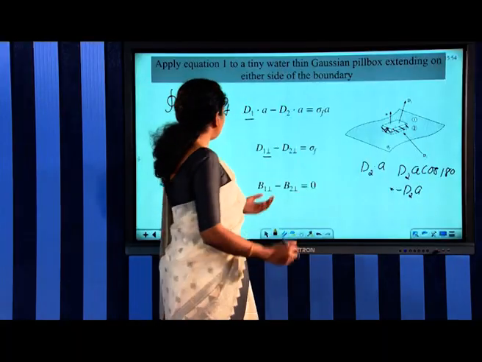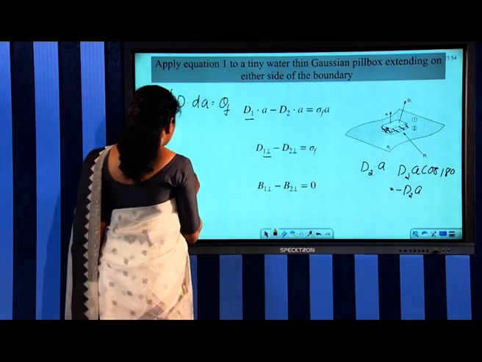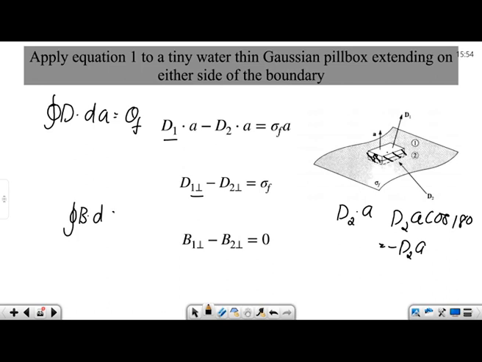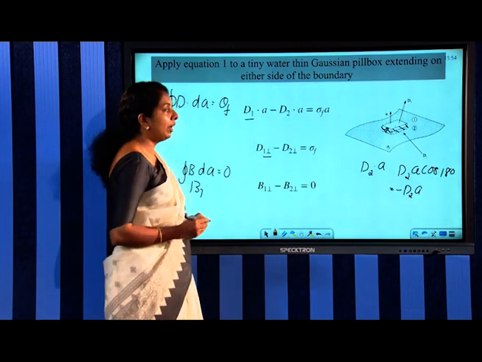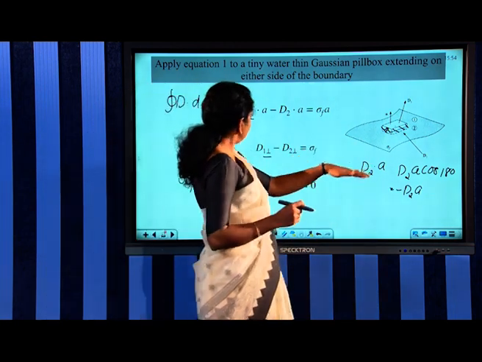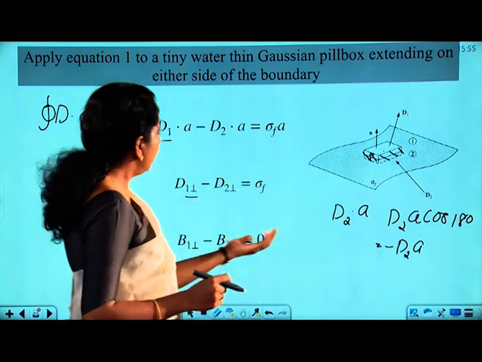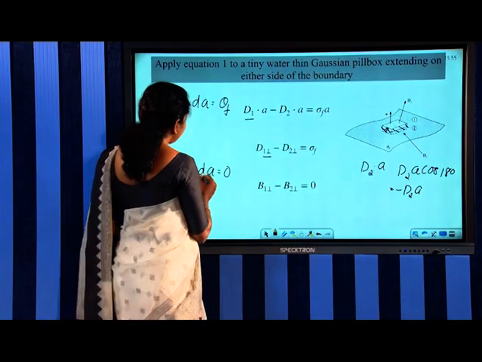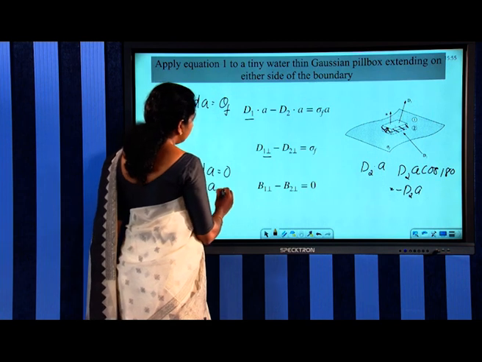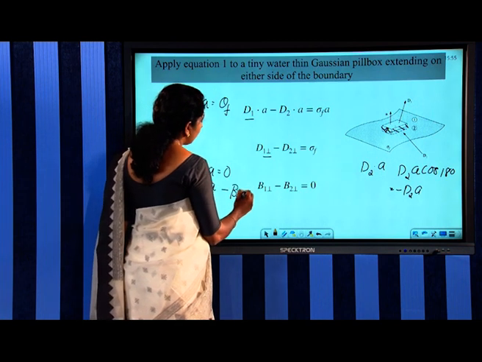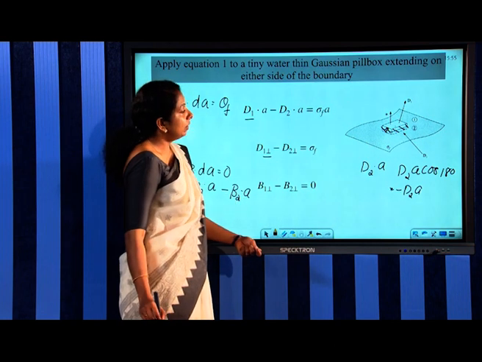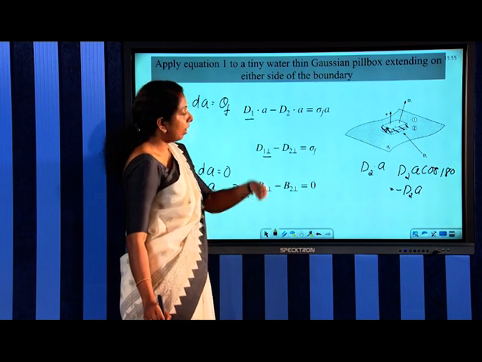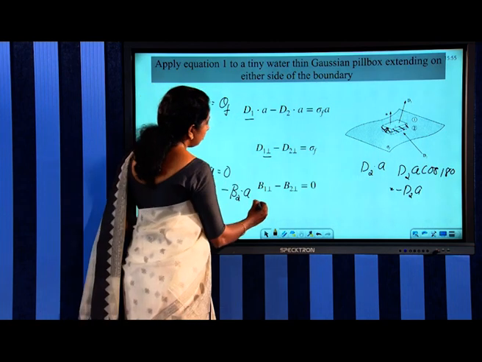Next we apply that integral over closed loop B dot dA is equal to 0 to the same loop. So, we will get B1, that is the magnetic field over the first surface. Here right side is 0. So, B1 we are projecting on the area A minus B2 we are projecting over the area A. Here also the negative sign comes because we are defining the direction of area in the upward direction. So, that is equal to 0.